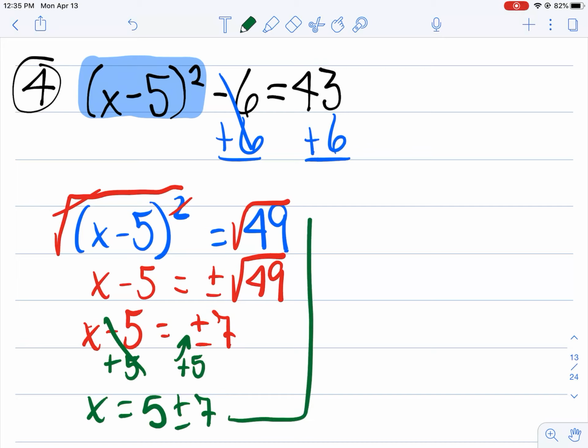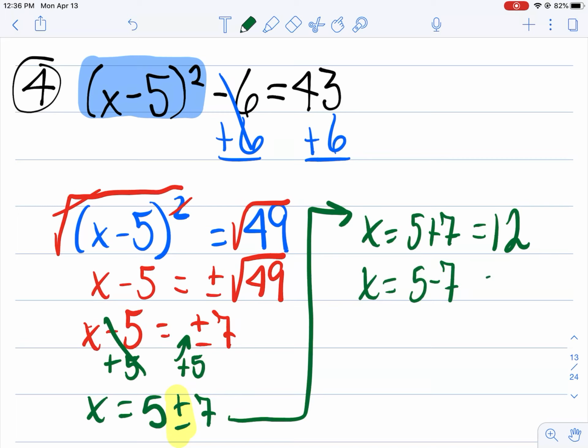Now we're not done with this yet, so I'm going to continue this up over here real fast and show what the two roots are. Because there's two roots here with the plus or minus sign, don't forget, we have to do 5 plus 7 and 5 minus 7. The first one is 5 plus 7, which is 12. And the second one is 5 minus 7, which is negative 2. So the two roots for this equation are 12 and negative 2.